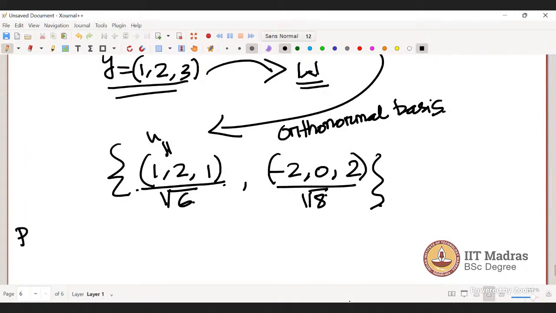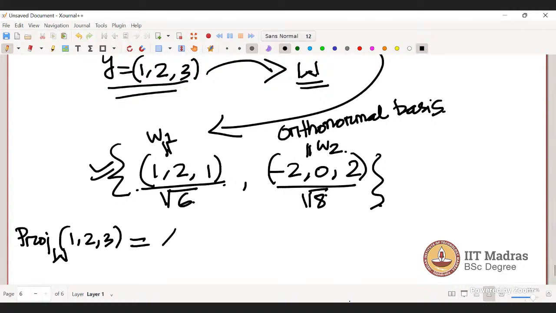So this is my W1, this is my W2. I need to find the projection of the vector (1, 2, 3) on this space, and this is an orthonormal basis of W. So first, I need to take the inner product of (1, 2, 3) with (1, 2, 1).